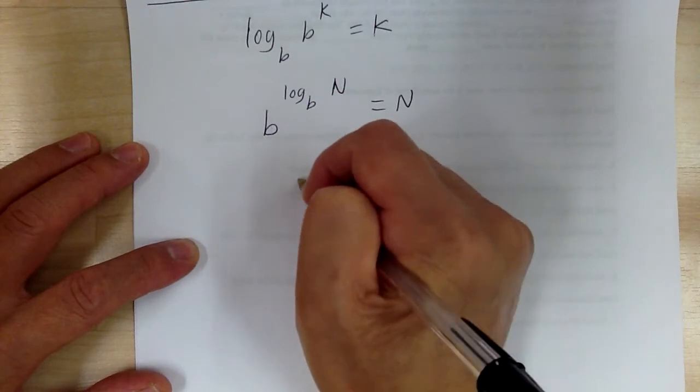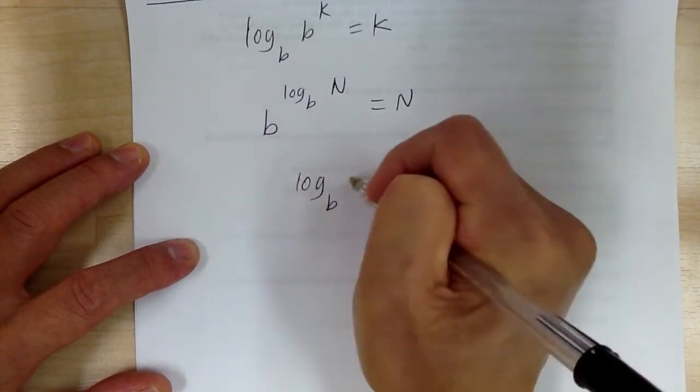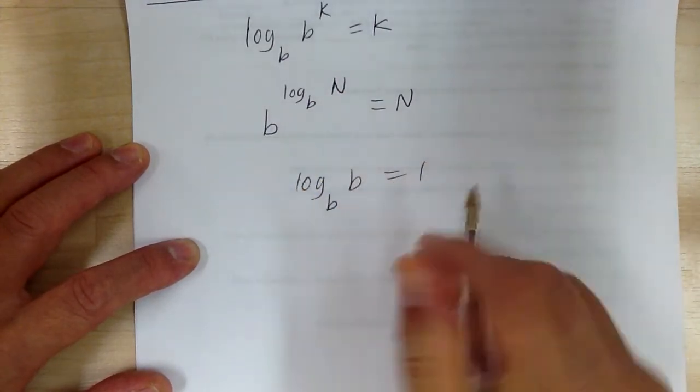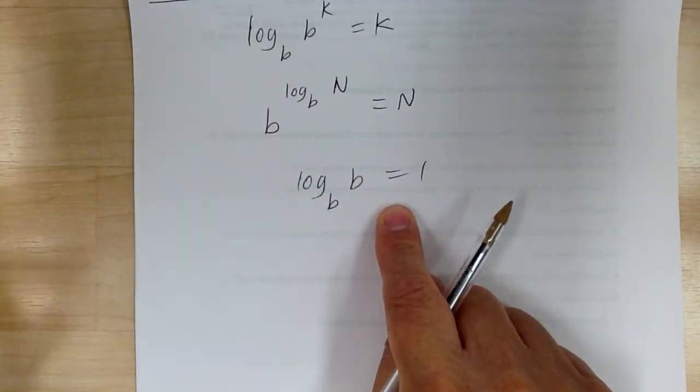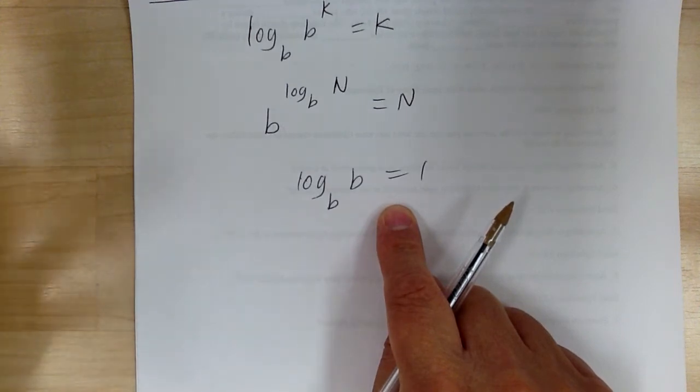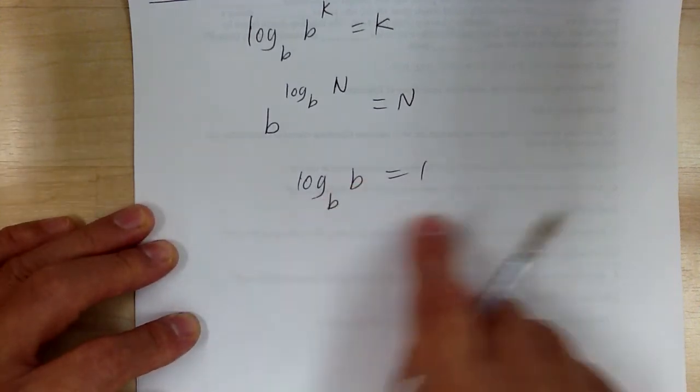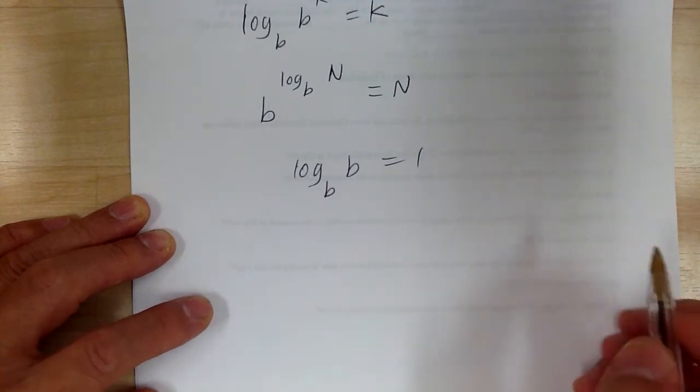And the next one, you've got log base b of b. This is equal to 1, because again, they cancel out the effect. If you have a times 1 over a, you get 1, right? They're reciprocals of each other, inverses.